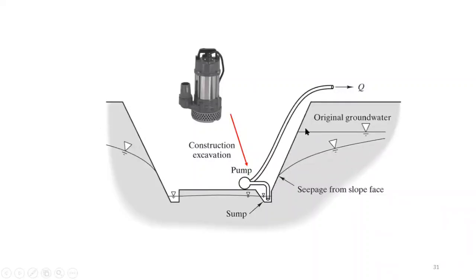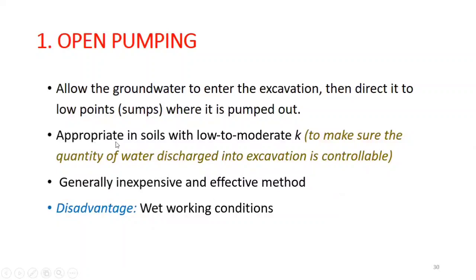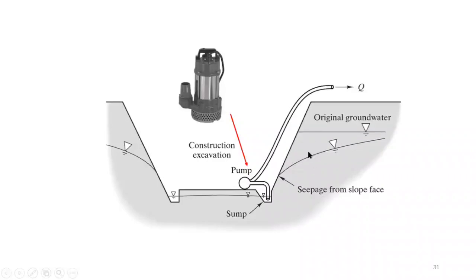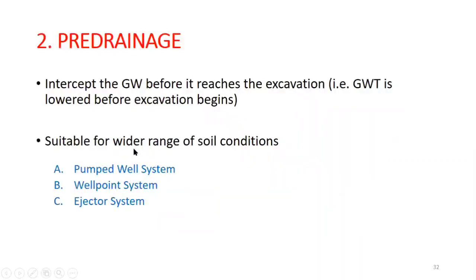But the problem over here, I'll talk about this from here. You can see that this method is appropriate for soils with low to moderate K values. What's the reason for having low to moderate K? Because you need to make sure that the quantity of water discharged into the excavation is controllable. You can clearly see that if it's sand, gravel, or other very high K soils, then a lot of water will be moving into the excavation site. So maybe you need to install very large capacity pumps, or it can even cause instability of the side slopes of the excavation. So that's why this is applicable to low K soils. Okay.